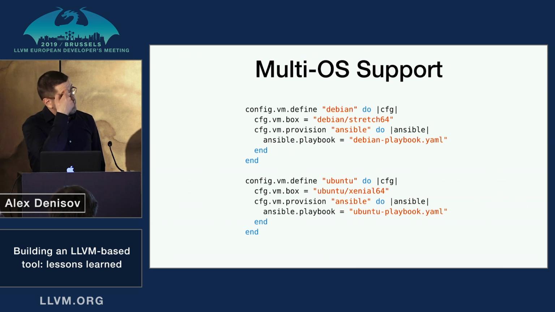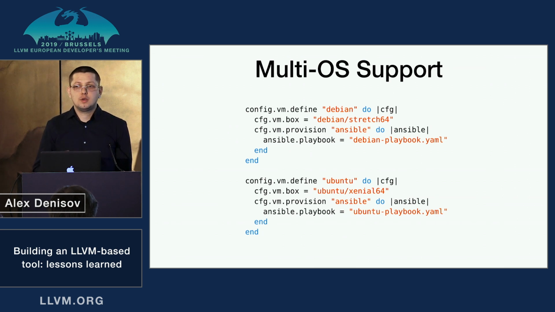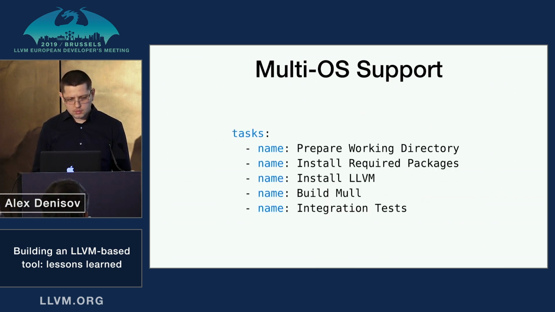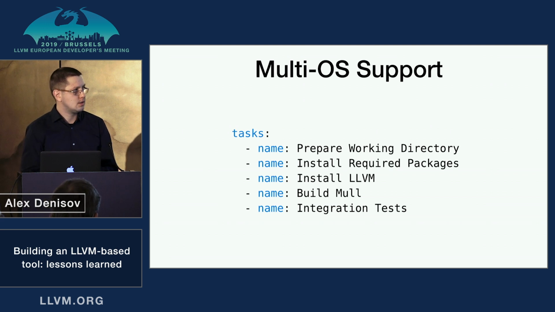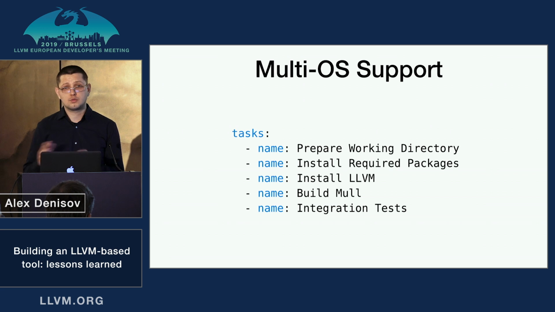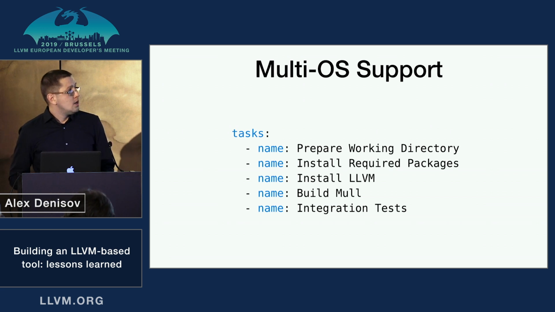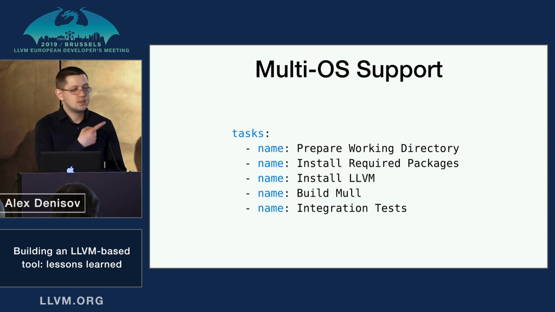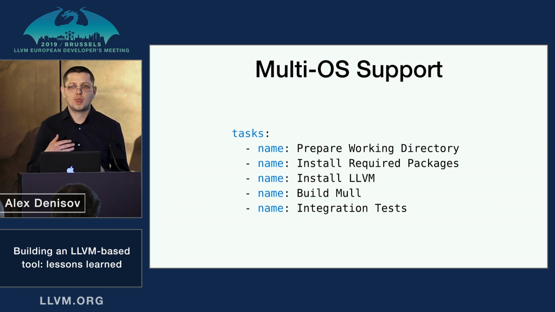Another point, Ansible. Vagrant just creates the virtual machine, but then it uses Ansible to do all the setup on it. These are high-level tasks that it does for us. It installs all the required packages, downloads the LLVM version or sources of LLVM that we need, builds the tool, and runs all the things. The only difference between Linux and Mac and different Linux distros like Fedora, Ubuntu, and Debian is the list of packages, just the names are different. Besides that, we share all the steps between all the platforms. It's really straightforward and easy to maintain.